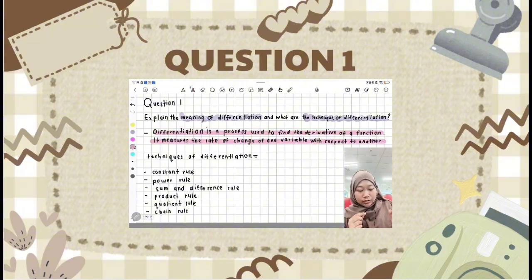There are 6 techniques of differentiation, which are the constant rule, power rule, sum and difference rule, product rule, quotient rule, and chain rule.